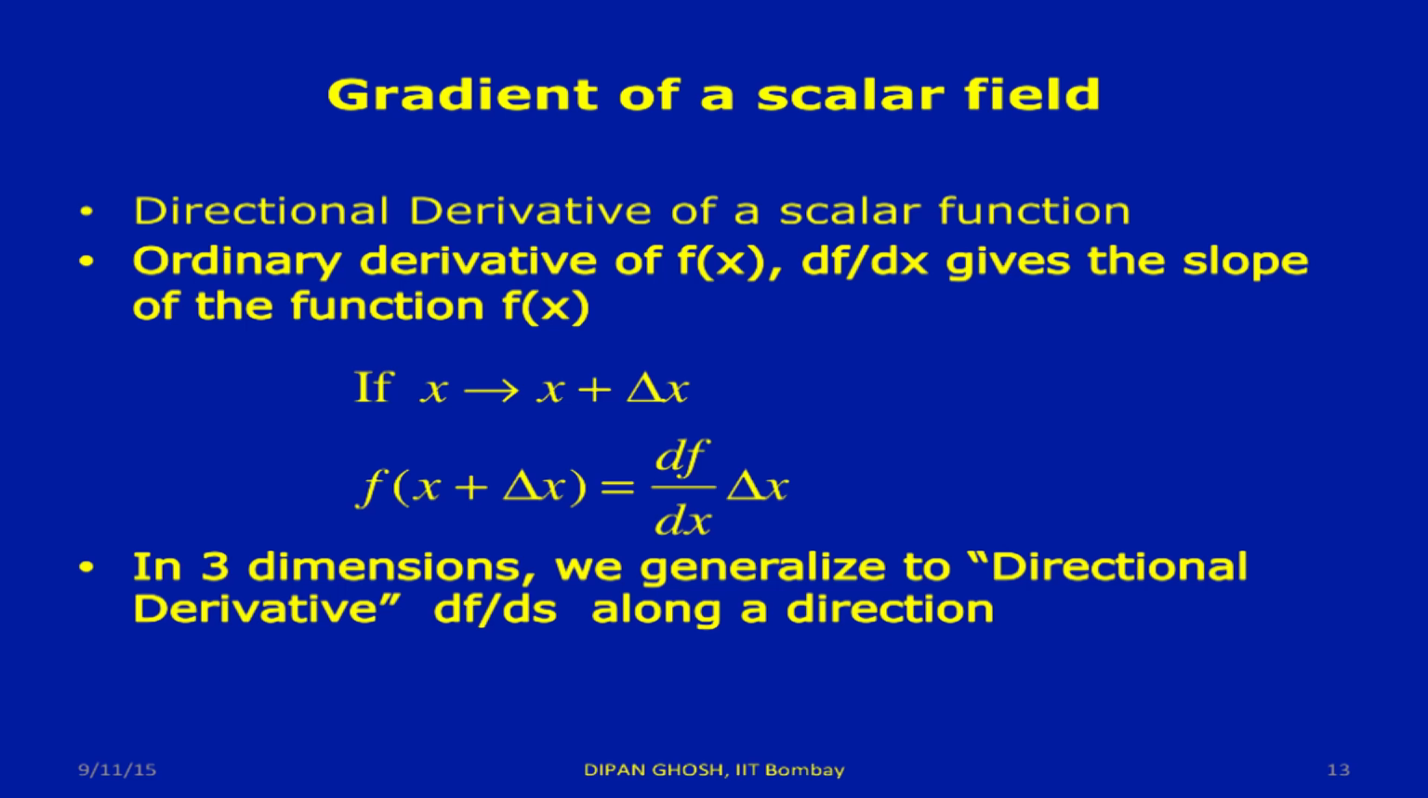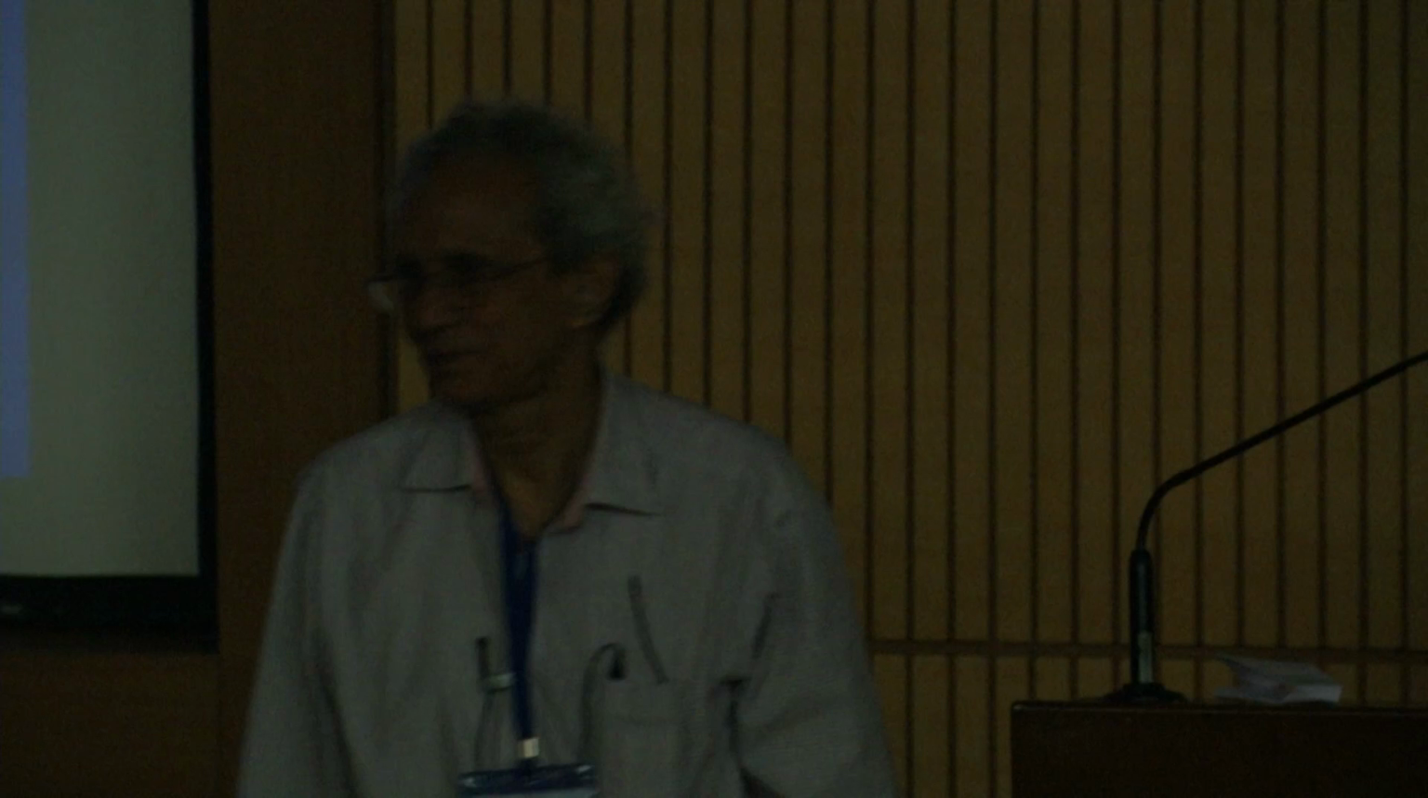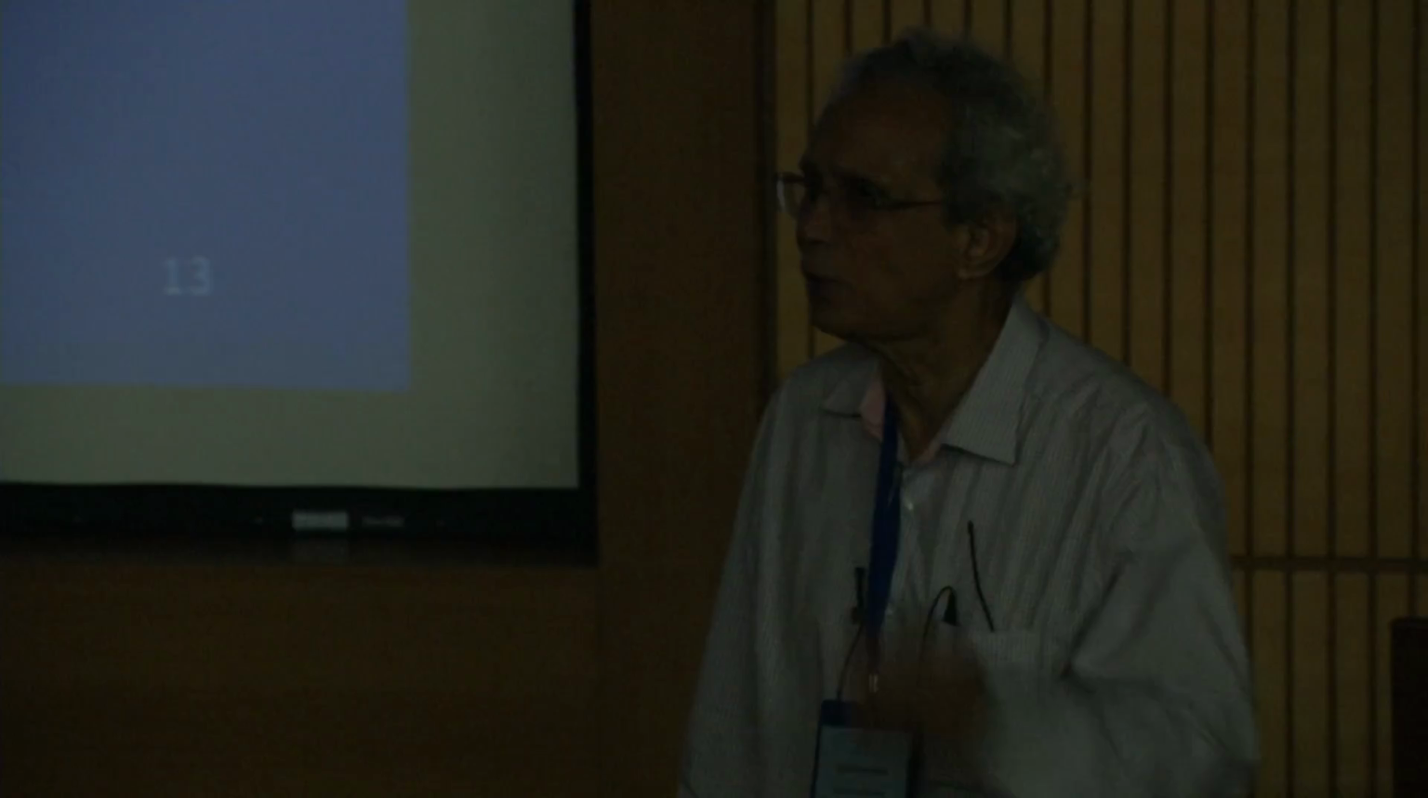Now, in order to do that, recall what is meant by an ordinary derivative. I just now told you that supposing I have a function f of x, what is df by dx? We know that df by dx essentially gives you the slope of the curve. So if you take x going to x plus delta x, then f of x plus delta x is given by this quantity. But this is one dimension. Much easier. And that's the reason why we teach them in school.